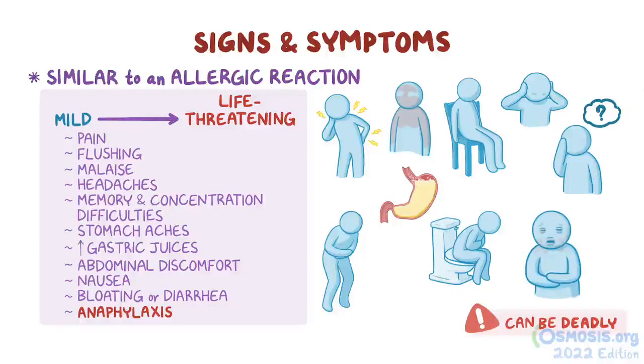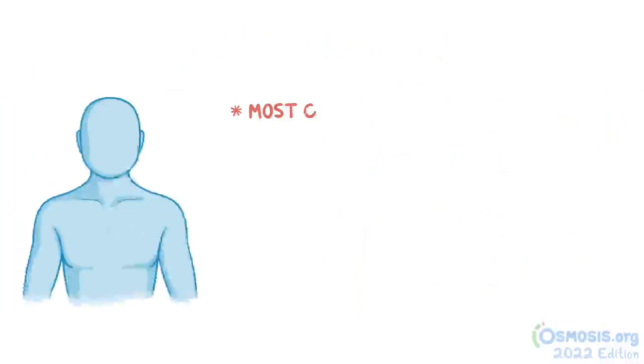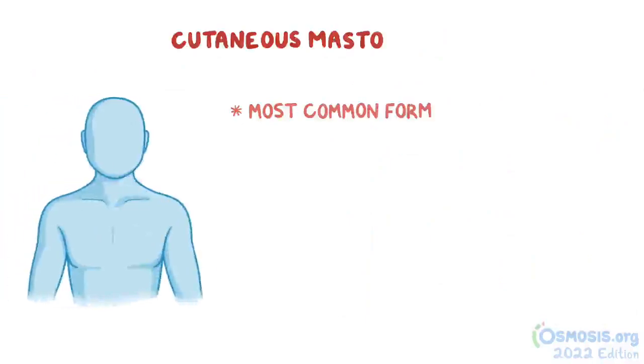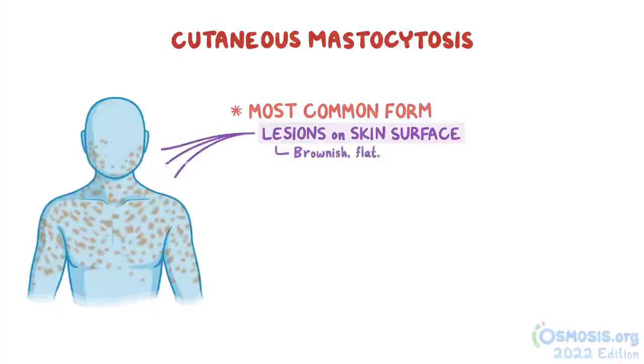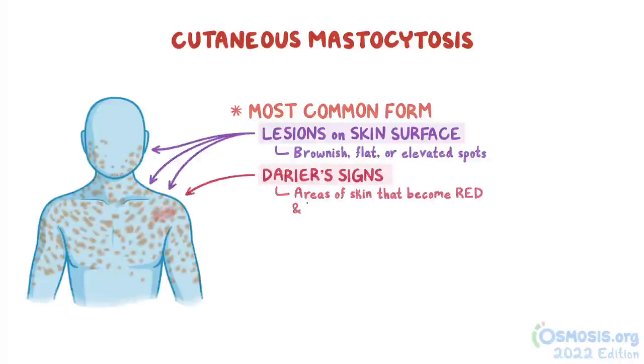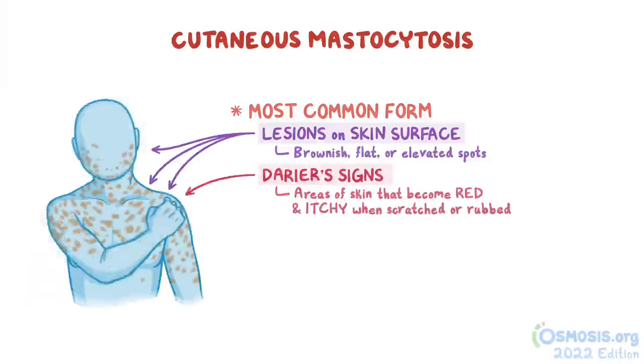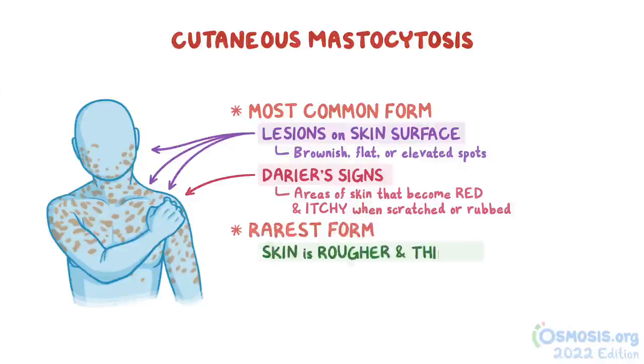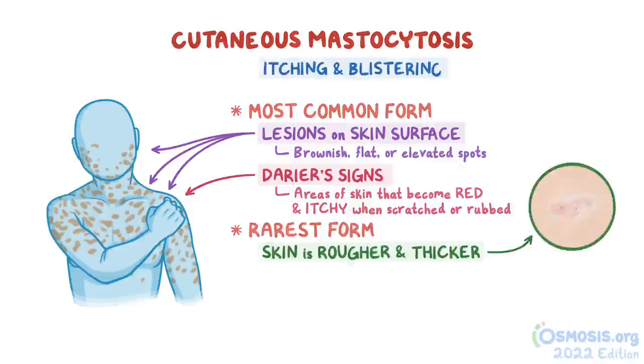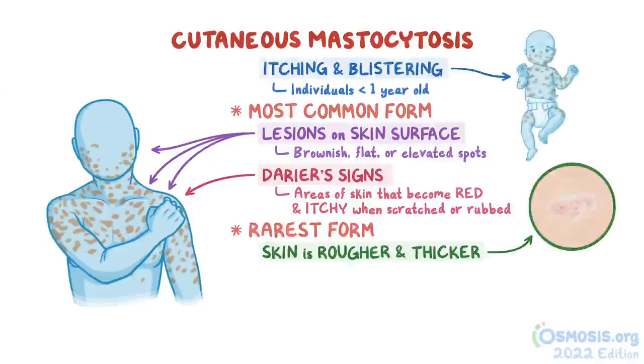Now, within each main category of mastocytosis, there are additional forms. Their distinction can be based on more specific signs and symptoms. For example, in the most common form of cutaneous mastocytosis, lesions appear on the skin's surface as brownish, flat, or elevated spots. They may be surrounded by Darier's signs, which are areas of skin that become red and itchy when scratched or rubbed. In the rarest form, lesions aren't present, but the skin is rougher and thicker. Itching and blistering may also occur in individuals who are less than 1 year old.